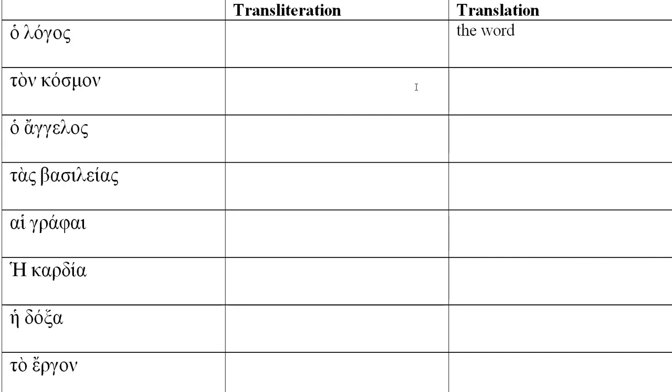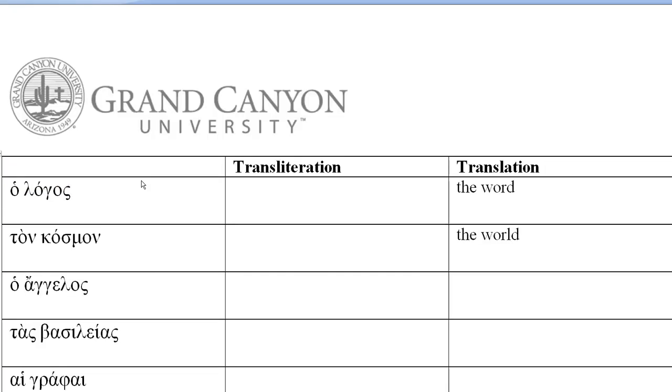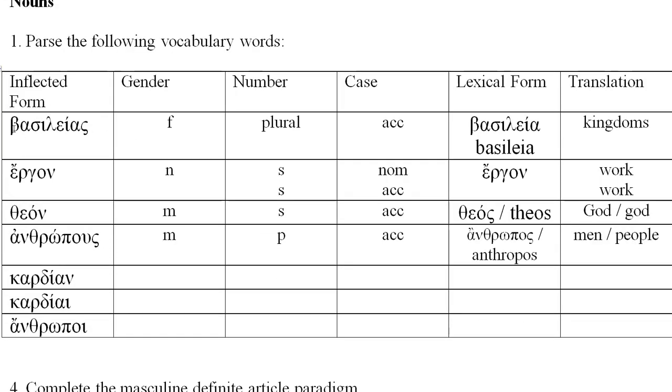So kosmon, well, we looked that up. It's in our vocabulary. It is world, appearance sometimes. It refers to the world of mankind, the world of men. So we have the world here. Another example, you can look up angelos. Let's look up tas basileas. So we parsed basileas, remember, up here, and it looks like it's the same form.